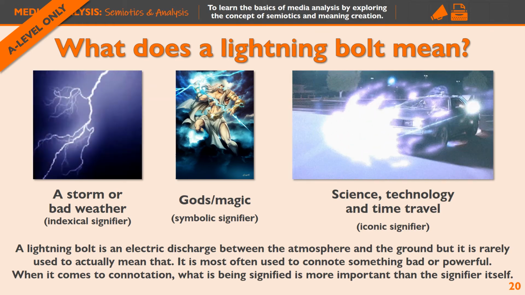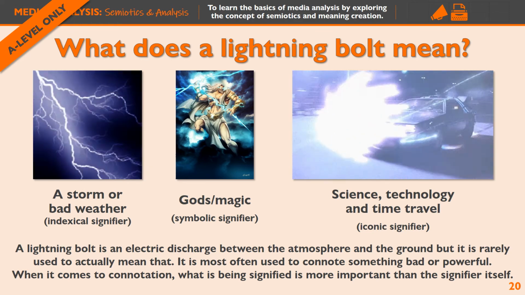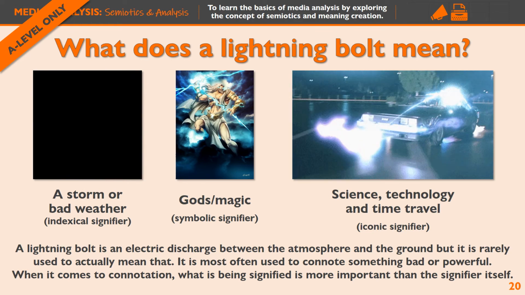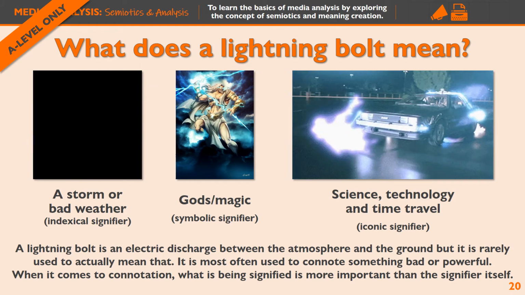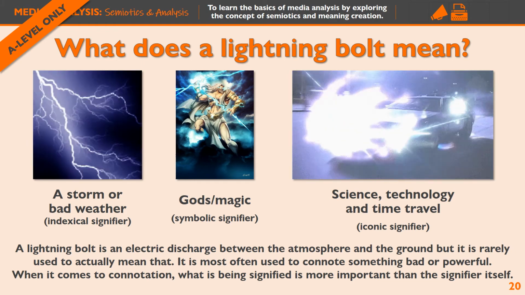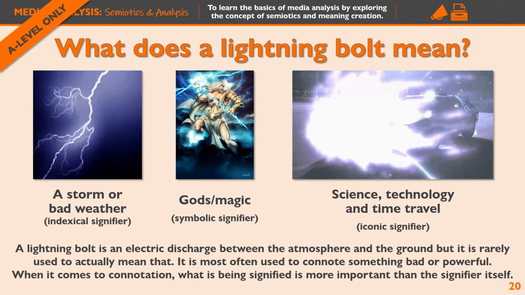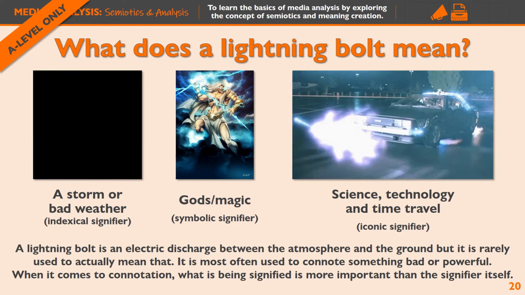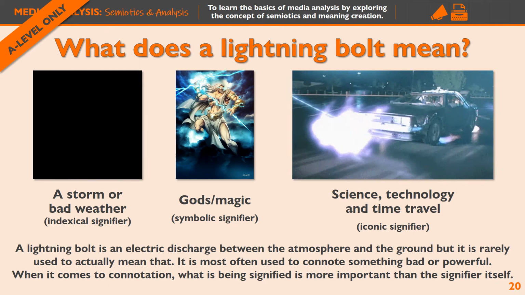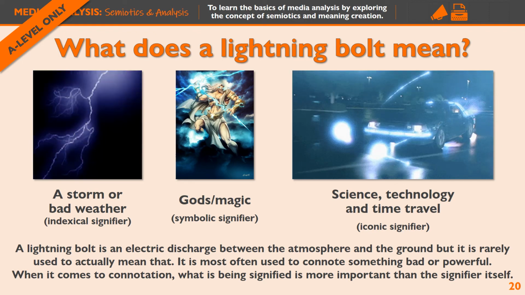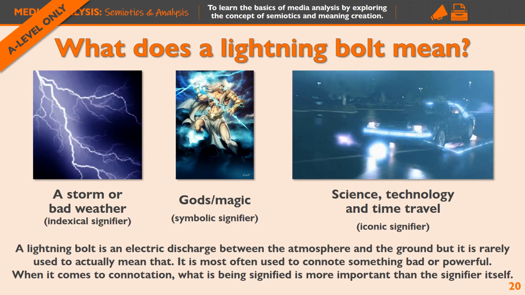So the signifier and what it signifies can actually be attacked in these three different ways, according to Chaucer, who is a structuralist. And we're going to talk about structuralism in a future lesson. When it comes to connotation, implied meaning or suggested meaning, what is being signified is much more important than the signifier. The lightning bolt is not important. What's important is what the lightning bolt is trying to mean, what it's trying to connote, what it signifies.